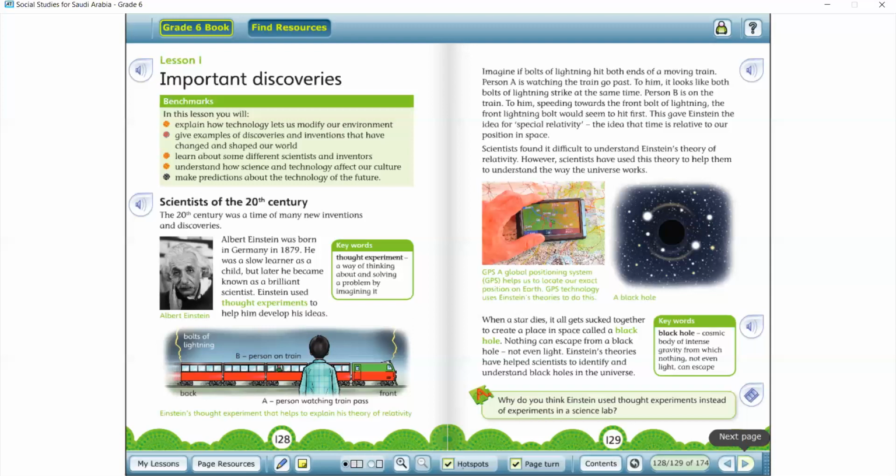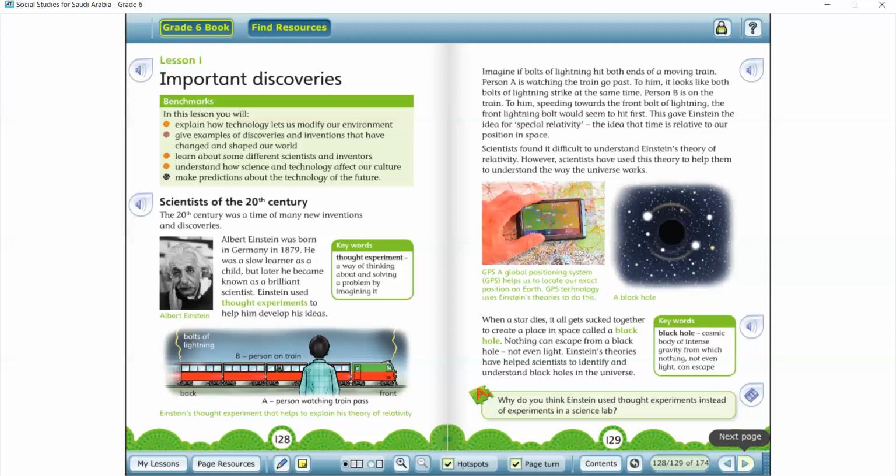Scientists found it difficult to understand Einstein's theory of relativity. It was very hard for other scientists to understand his theory. However, scientists have used this theory to help them understand the way the universe works. Instead of saying that it's just too hard, other scientists took it and used it to help them understand the universe.